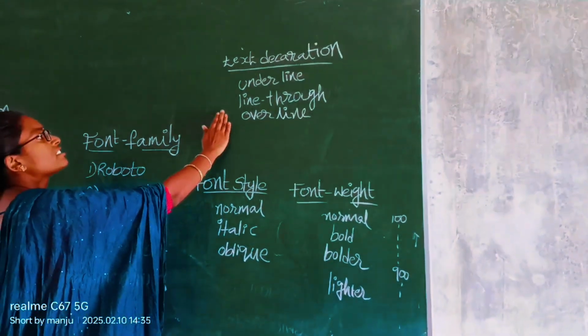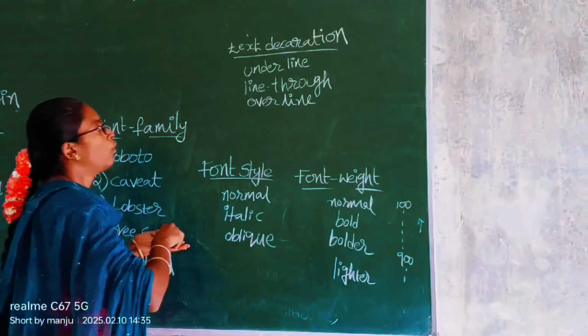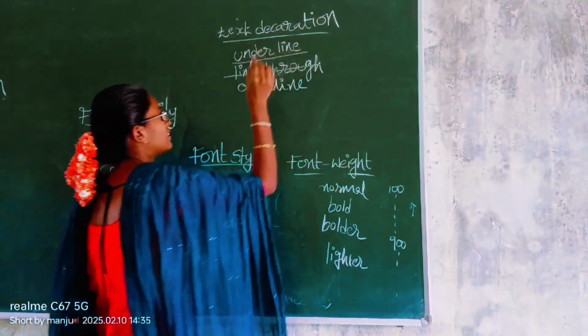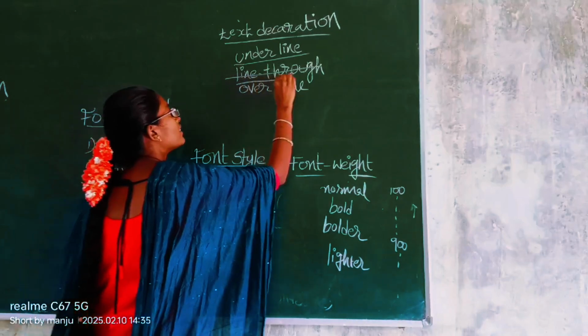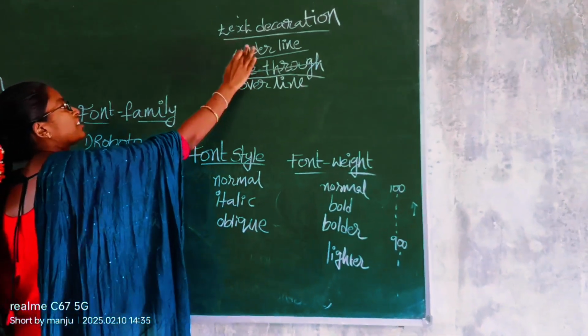And there is the text-decoration property, which is underline, line-through. Line-through means like this. Underline is like this. Overline is where the line is inserted above the text. These are known as text-decoration properties.